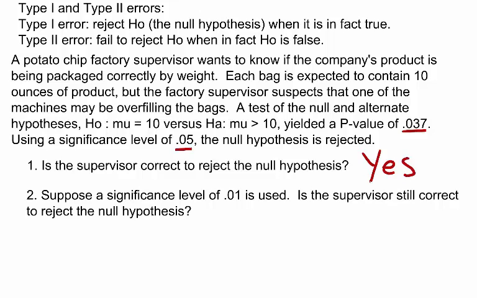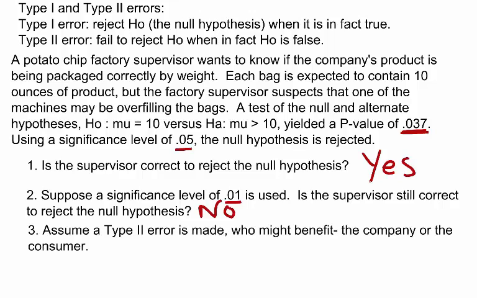Suppose a significance level of 0.01 is used. Is the supervisor still correct to reject the null hypothesis? In this case, no, because the p-value of 0.037 is greater than the significance level of 0.01. And when your p-value is greater than your significance level, you fail to reject the null hypothesis.